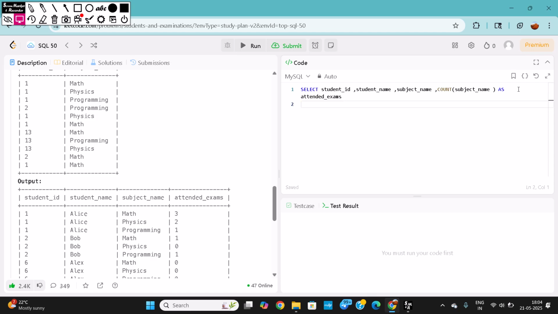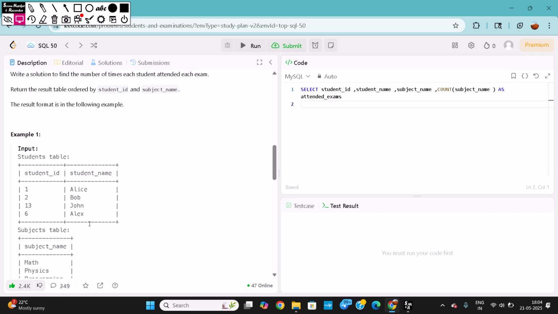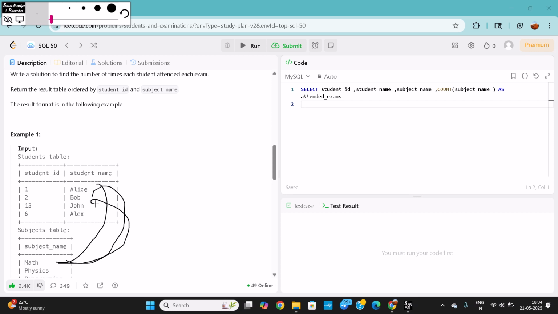Then, as I mentioned earlier, first of all, we have to use the cross join function. Let's see, I don't know what's going on. Okay. First of all, we have to use the cross join so that this Math subject will go to every student, like every person, and in the same way all the subjects. So first of all, I will write the cross join function.